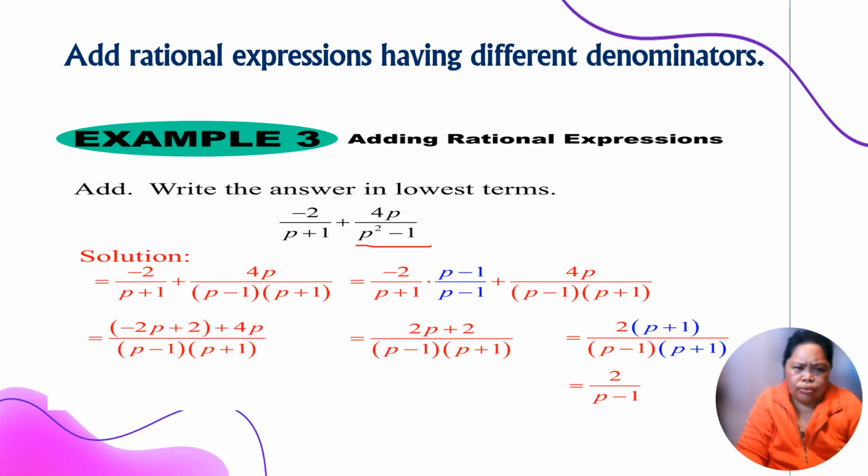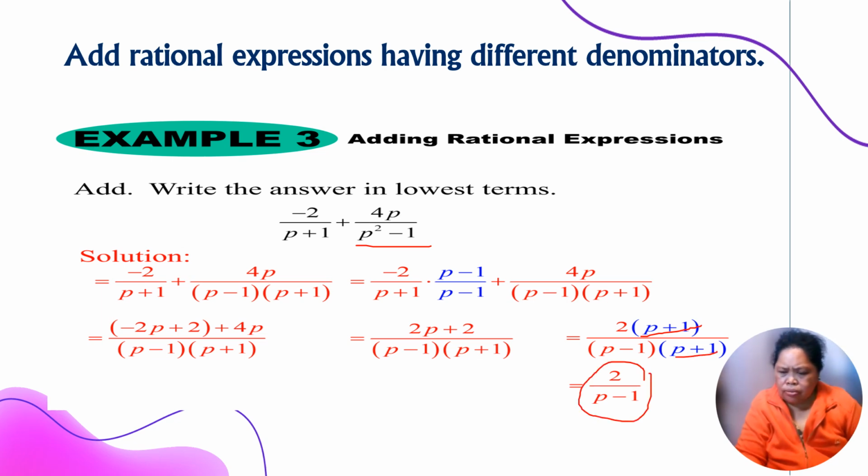So we have negative 2p plus 2 times or plus 4p. So let's cancel this as 4p minus 2p, that's 2p plus 2. Since we have a common factor here, our final answer is 2 over p minus 1. Okay, next.